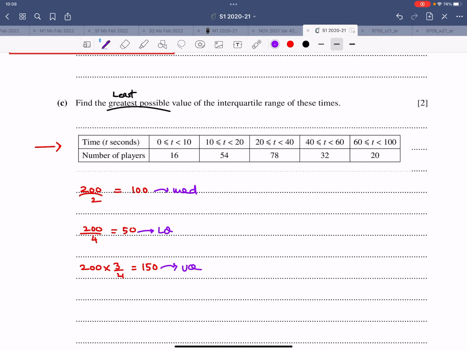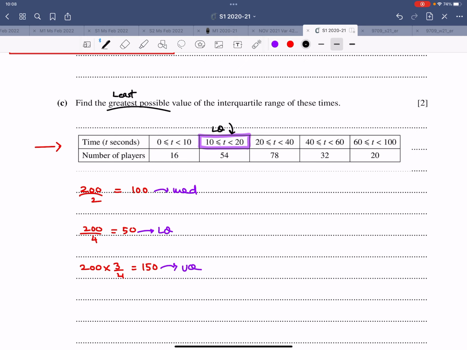So where is the 50th value? The first 16 are here. 16 plus 54 is 70. That means the 50th value lies in this range. So the 50th value, that is the lower quartile. So lower quartile is somewhere over here.